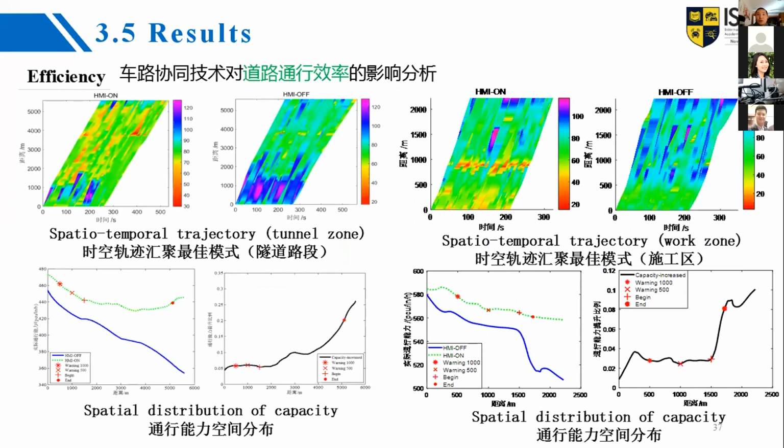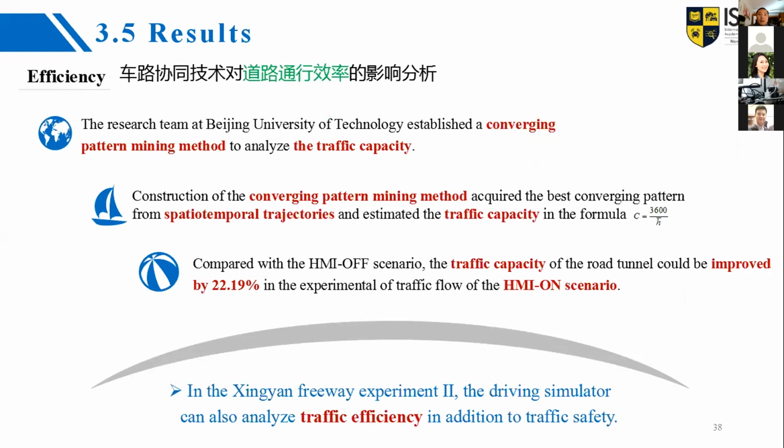Here we draw a spatial-temporal trajectory of each vehicle for the tunnel zone and work zone from a spatial distribution of capacity. These pictures show some results on traffic efficiency with HMI and without HMI using the same data of the tunnel zone and work zone scenarios. And here are some detailed results. In the tunnel zone and work zone scenarios, we want to point out that the driving simulator can also analyze traffic efficiency in addition to traffic safety.